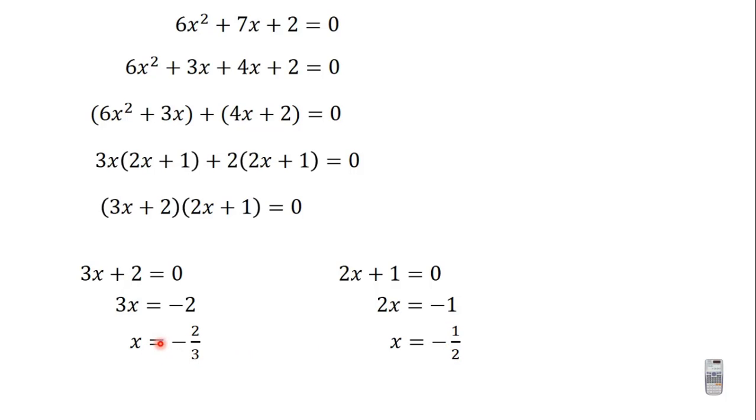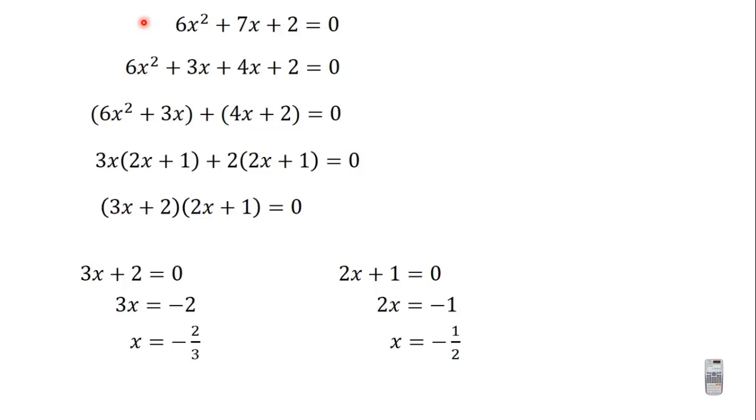So we have x is equal to minus 2 divided by 3, and x is equal to minus 1 divided by 2. So here, the most important thing is to make sure that the term on the left hand side and the term on the right hand side have the same base. If they have the same base, you can equate the exponents. Now, when you do that, you have to solve the resulting quadratic equation.